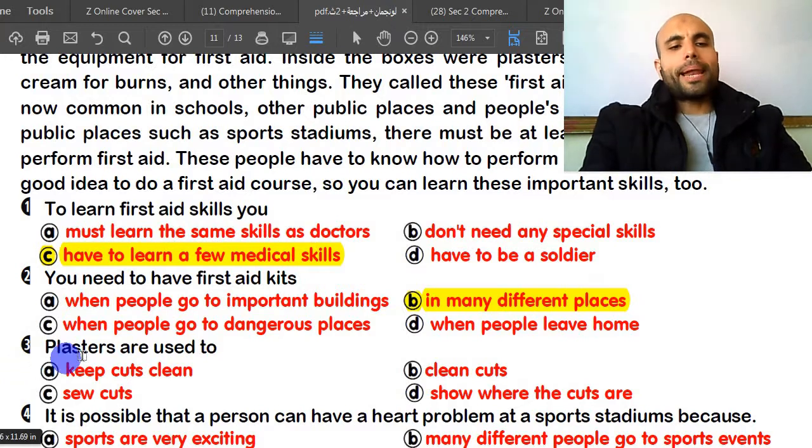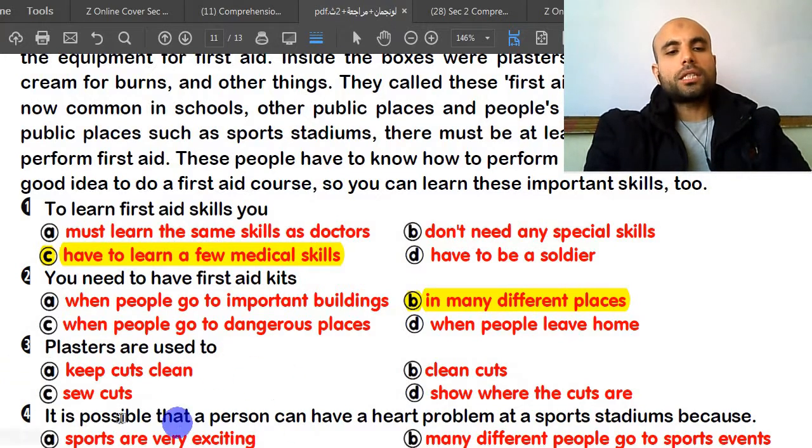Number 3, plasters are used to space. A, keep cuts clean. B, clean cuts. C, sew cuts. D, show where the cuts are. So the answer will be, excellent, A, keep cuts clean. Number 4.